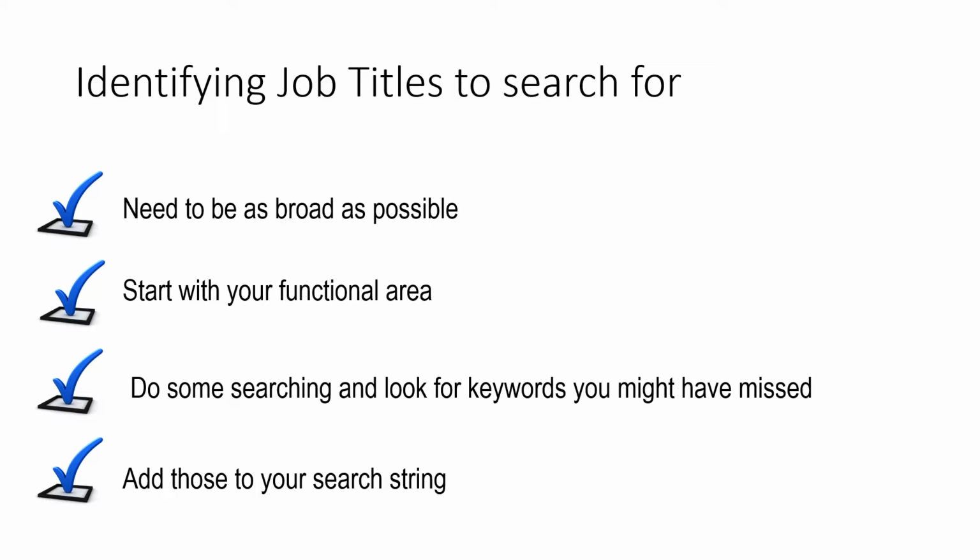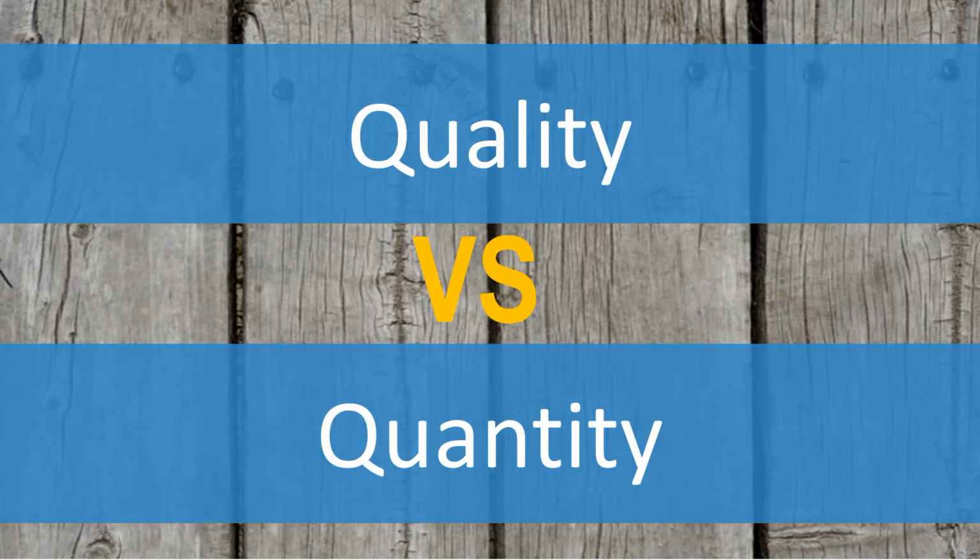But you always want to start with your functional area, whether you're in marketing or sales or operations or engineering. Start with your functional area. That's a good place to start. Then do some searching. Start looking through the job titles that pop up, and that will give you even more ideas of how you can then go look for even more jobs. And then I want you to add those to your search string.